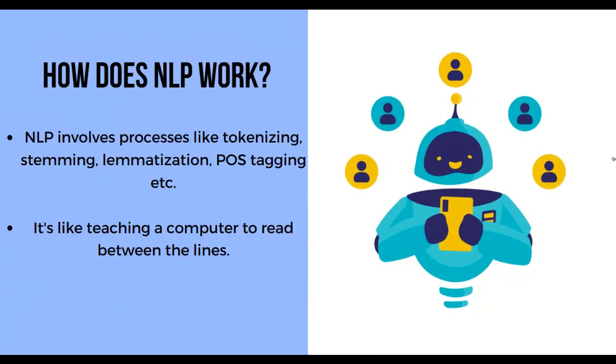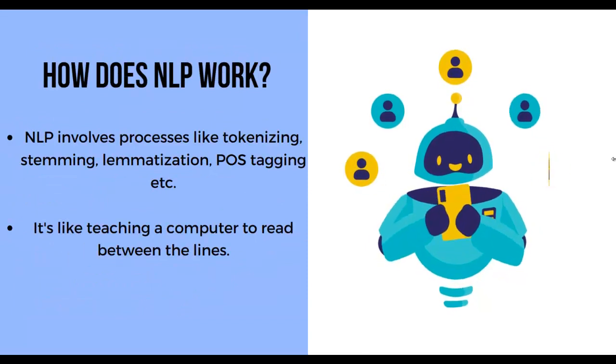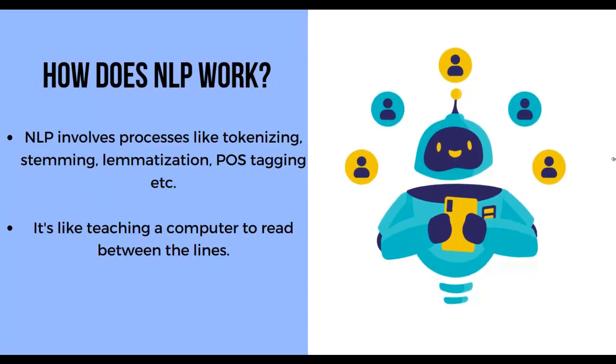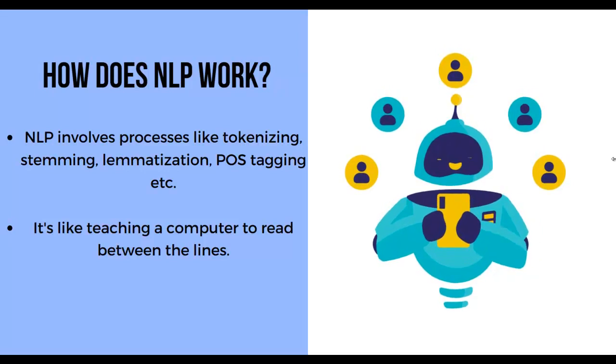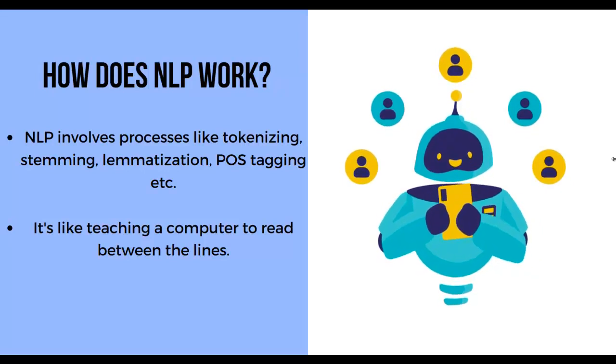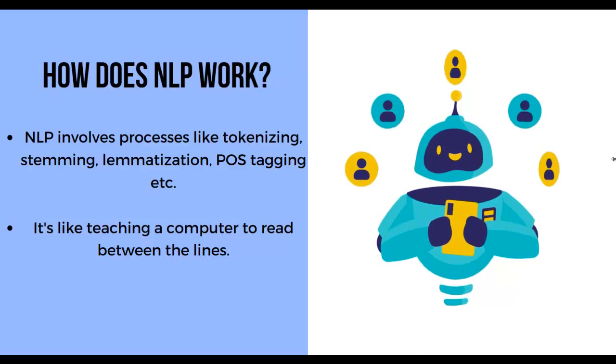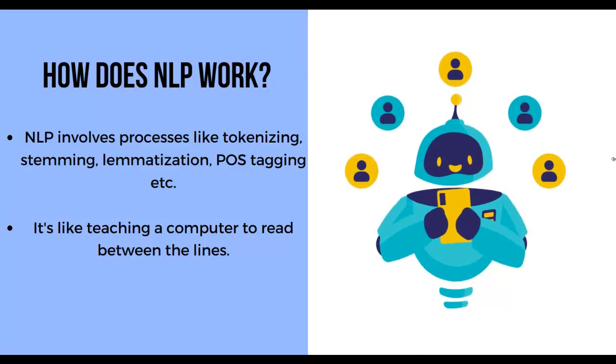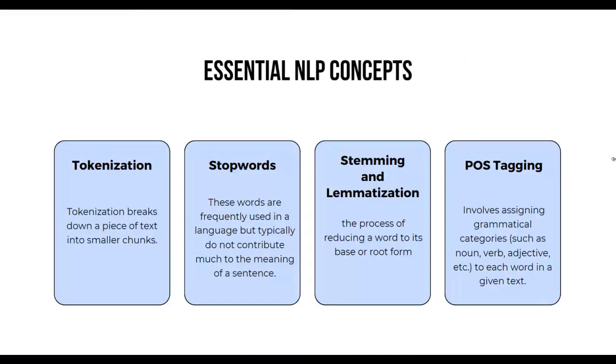Now let's move on to the question, how does NLP work? NLP involves processes like tokenizing, stemming, lemmatization, POS tagging, etc. Essentially, it is like teaching a computer to read between lines. Now let's move on to our practical part, where we will discuss some essential concepts of NLP. Understanding and applying these concepts will be crucial in building NLP-related projects.